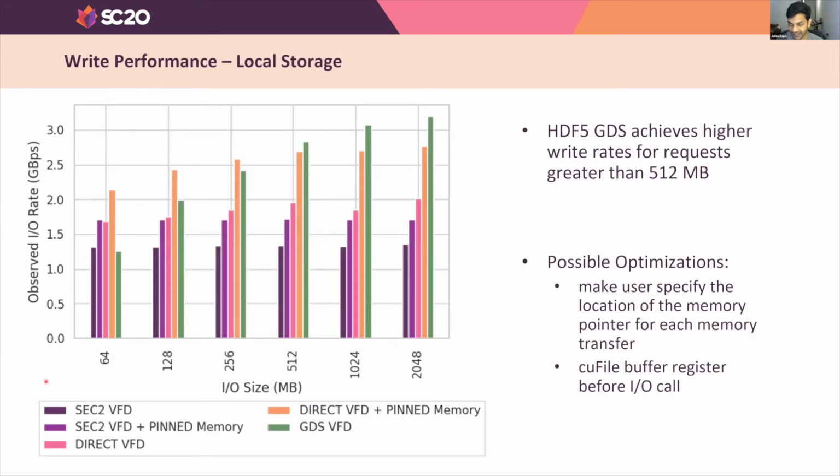So this is the local storage write performance. Here I'm showing the Sec2 VFD, Direct VFD, and GDS VFD. So with the Sec2, I do the IO requests and also use the CUDA memcopy to basically buffer the data into host memory and then transfer the data to the GPU memory. So there's some latency there. So the performance of that isn't as good as just using directly the GDS VFD.